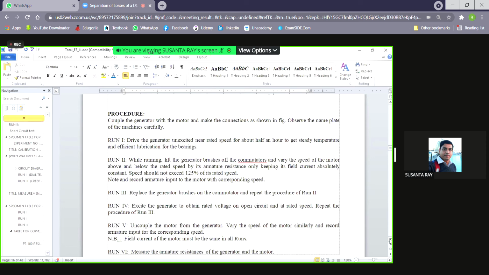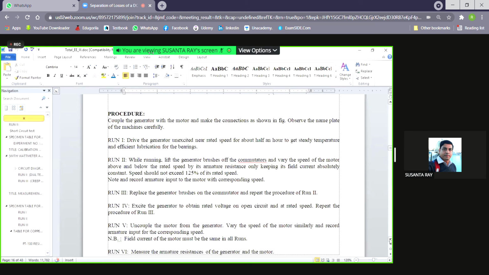Here it is written, excite the generator to obtain the rated voltage on open circuit at the rated speed, repeat the procedure of run 3. So forget about the procedure of run 3. You just see the first line. Here it is asked to excite the generator. That means in this run, we will excite the generator and we will run the motor. So all the machines will be operating in this run.